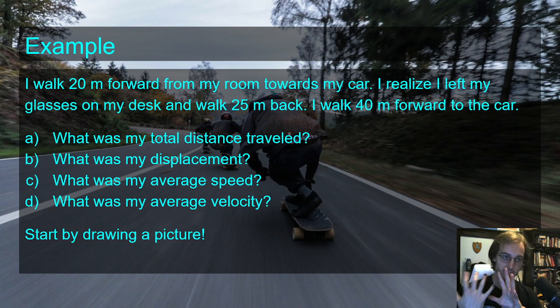So the basic premise is I walk 20 meters forward from my room towards my car. I realize I left my glasses on my desk. Walk 25 meters back. This happens in embarrassingly large amounts of the time. I then walk 40 meters forward towards the car. So what was my total distance traveled? What was my displacement? What was my average speed? And what was my average velocity?